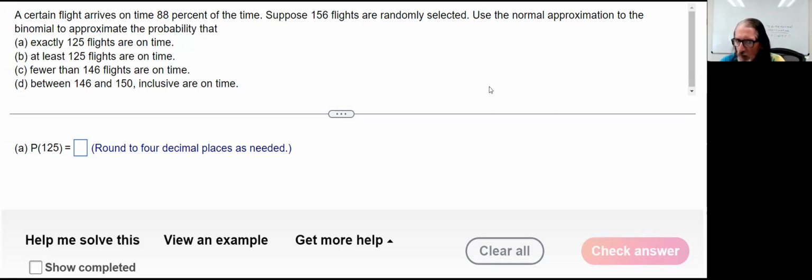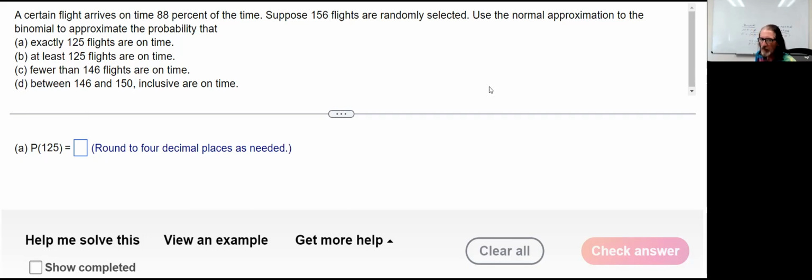A certain flight arrives on time 88% of the time. Either it's on time or it's not. We have a fixed number of trials, 156. So N is 156. 88%, turn that into a decimal, we've got 0.88. And they were randomly selected. That's probably going to give us independence. There's only on time or not on time. And we're keeping that with 0.88 from trial to trial.